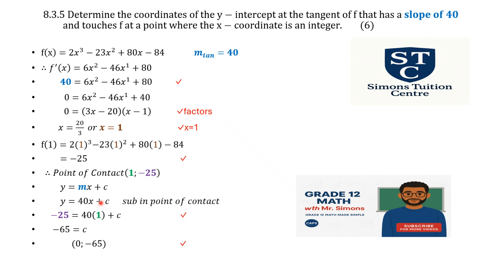So y equals mx plus c, so my gradient of the tangent is 40, so y equals 40x plus c. Now we sub in my point of contact, which is 1 and negative 25. So x there is 1, y is negative 25. 40 times 1 gives me 40. If I take it over, minus 40, minus 25 gives me minus 65. So c is minus 65. Therefore my y-intercept coordinates would be 0 and negative 65. Right, so there, 1 mark for finding my point of contact y value, 1 mark for substitution, 1 mark for the answer.